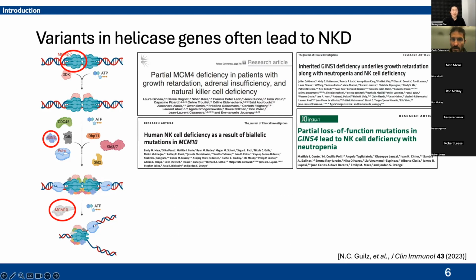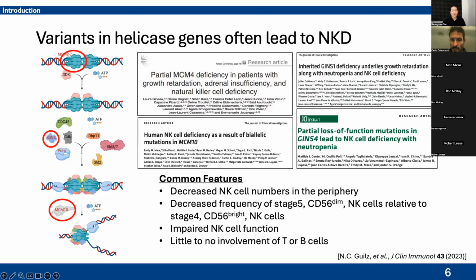And there are common features of these helicase variant-induced NKD phenotypes. They first show decreased NK cells in the periphery, and they show specifically decreased frequency of the most advanced, most mature stage 5 NK cells relative to stage 4 NK cells in the peripheral blood. They show impaired NK cell functions and little to no involvement of T cells and B cells.